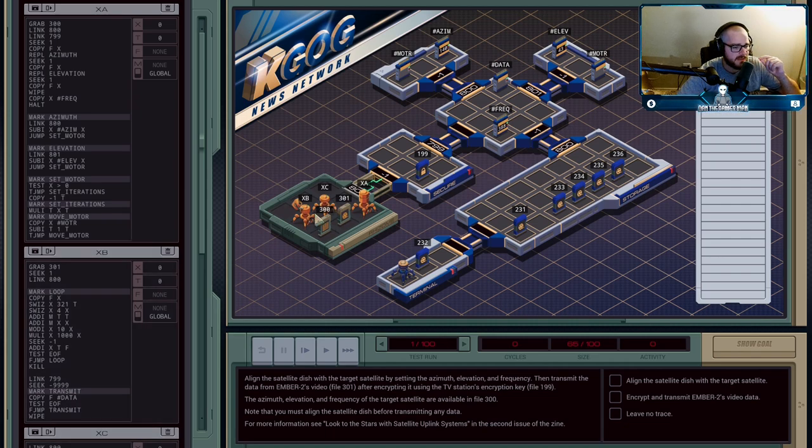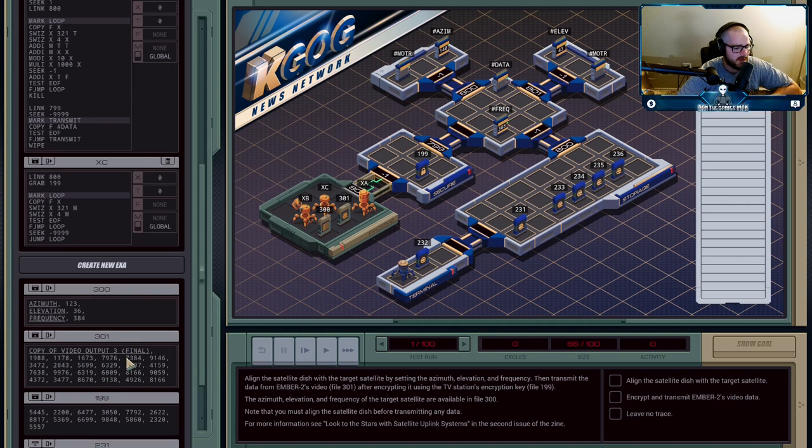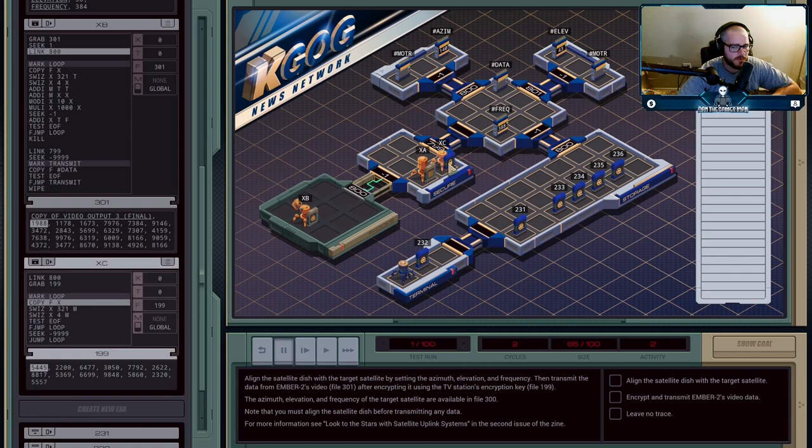So what has to happen is B and C take the time that they're setting up the position of the dish to start encrypting the data. So 301 is the movie that Ember wants to send out, but it needs to be encrypted. And 199, the file that XC just picked up, is the encryption key. And what you do to encrypt the file is you add the value, so 1988 is the first value in our movie, to the first value of the encryption key. And that becomes what we want to send out.